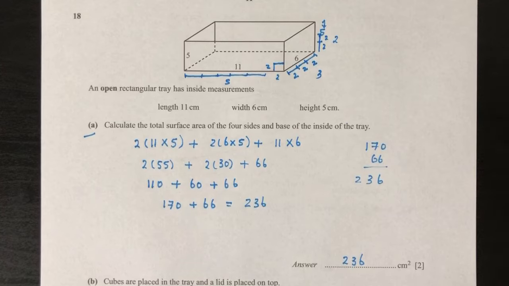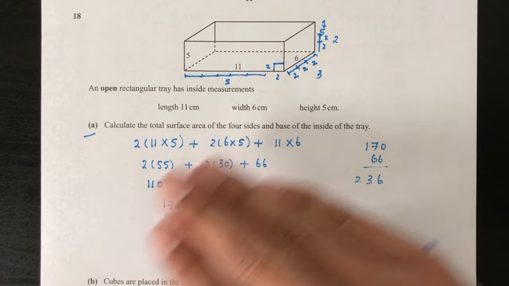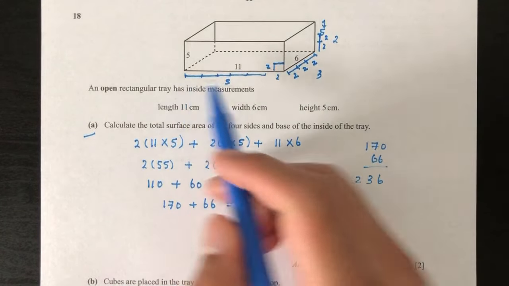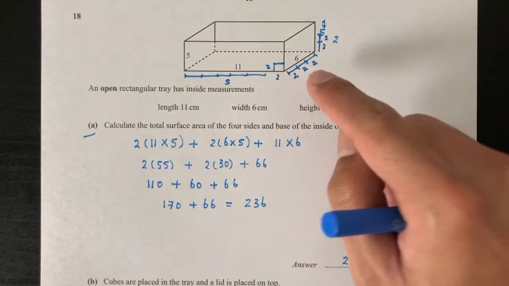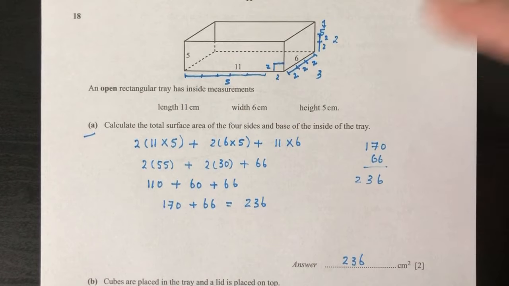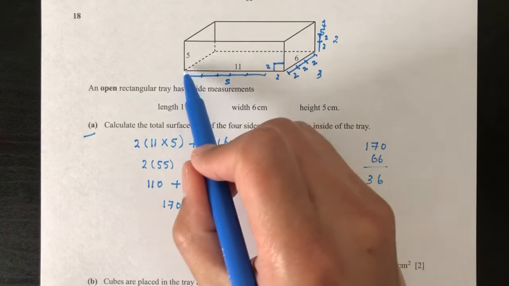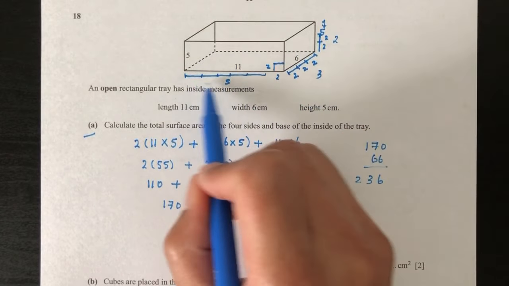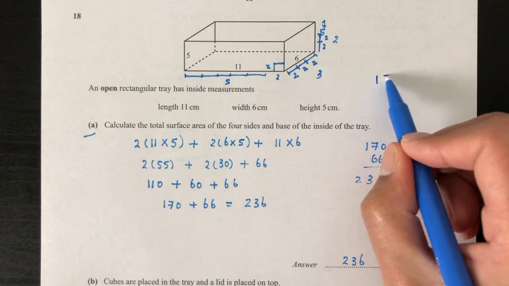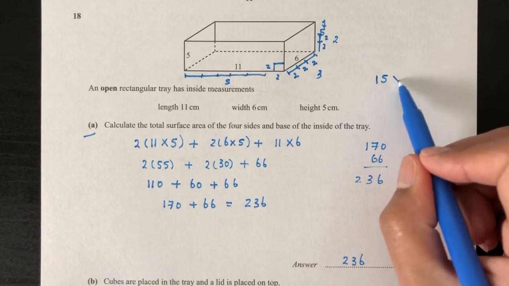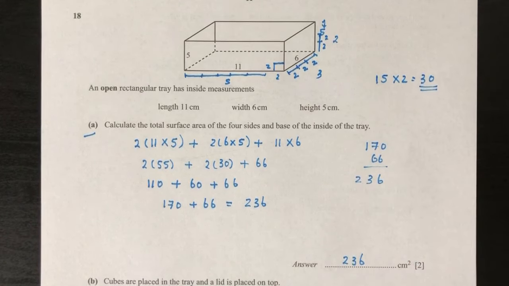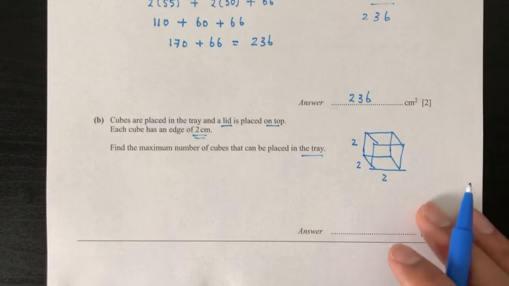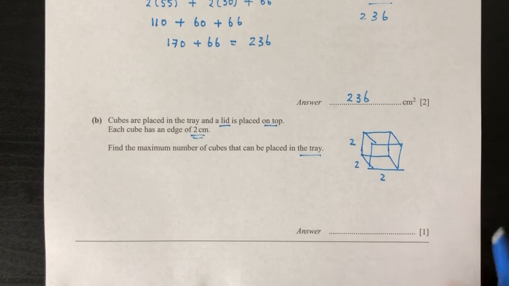So what it means is, for one row, we can put 5 times 3 for the base row, and times 2 because we can have 2 rows. So basically the base will be covered with 5 times 3, which is 15, times 2. That will be 30. So your answer will be 30 for the number of cubes that can be placed in that tray.